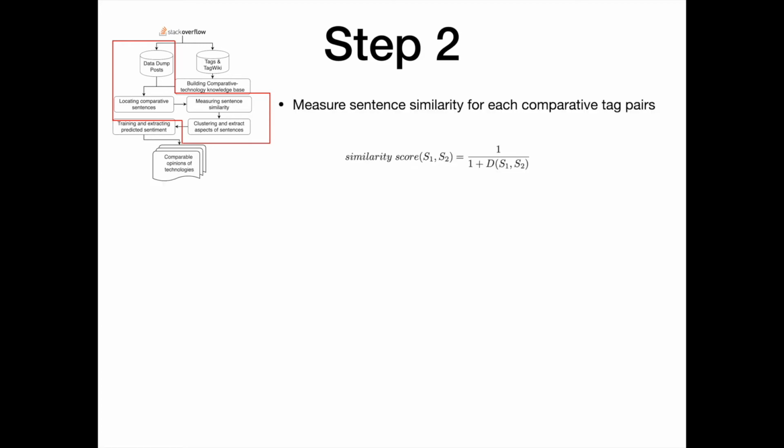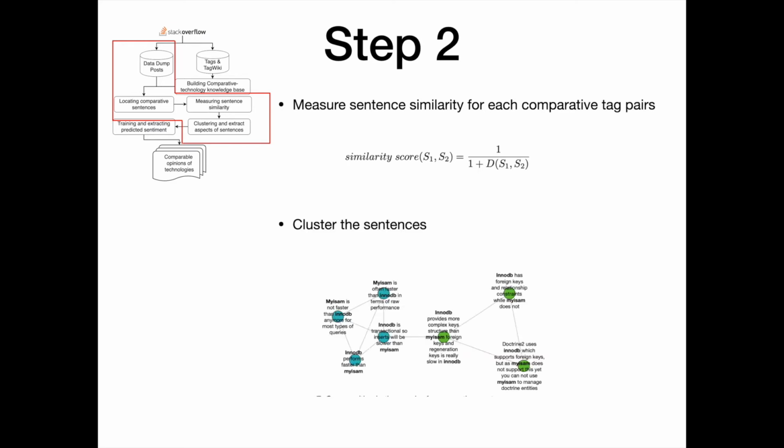Once the comparative sentences are located, for each tag pair, we calculate the sentence similarity and produce a linked graph. And finally, we cluster the sentences based on the linked node graph.